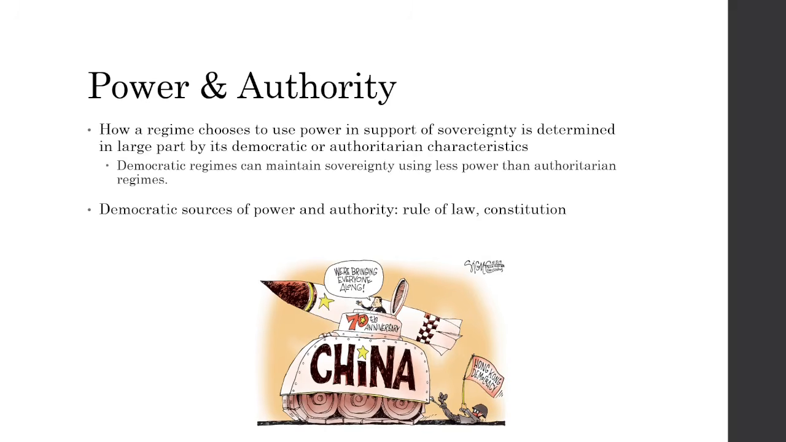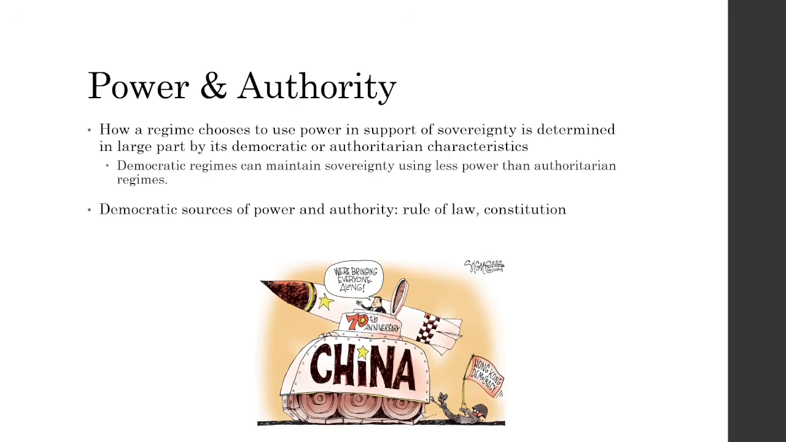Democratic sources of power and authority typically include rule of law. Like I said, that's a huge part of this course, where nobody is above the law. Everyone is held to the same standard in the legal system and is judged fairly within the judicial system. That's what I was trying to go for. And there are also constitutions. That's a pretty big thing in democratic regimes.